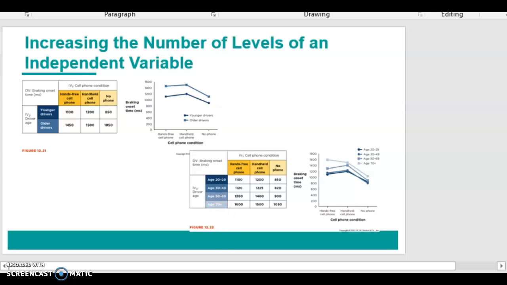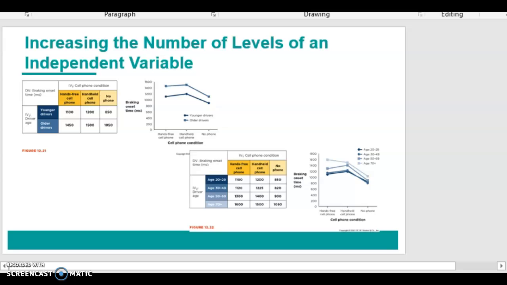So over here, they have increased the number of levels on the age variable from 2 to 4. So now they have 4 groups, and they still have their 3 conditions. So now it is a 3 by 4 factorial design. We now have 12 cells.